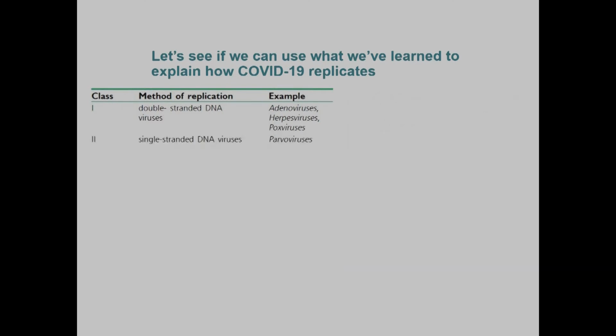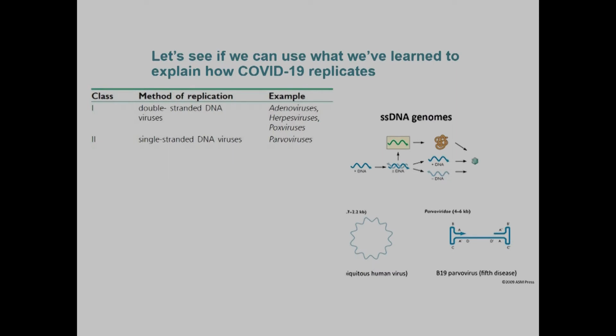The next option is single-stranded DNA viruses, like the parvovirus. These are also pretty similar. In this case, we're going to have one piece of DNA that's going to make a complementary copy. Now we have double-stranded DNA again, so everything is going to work pretty much the way it works in you.